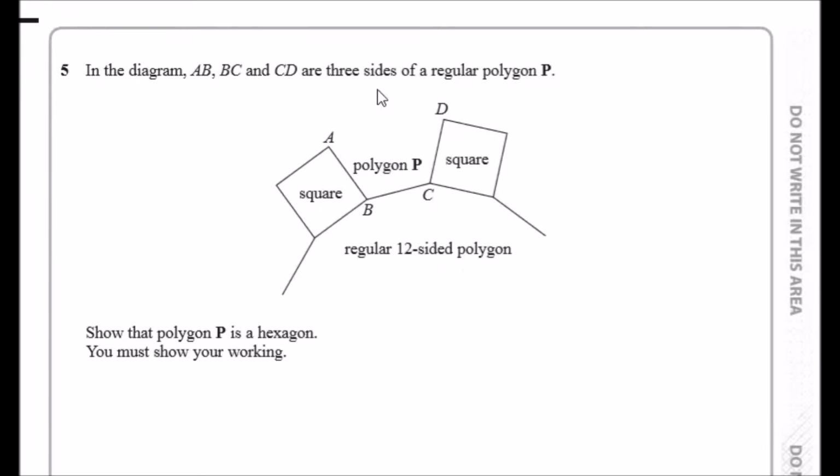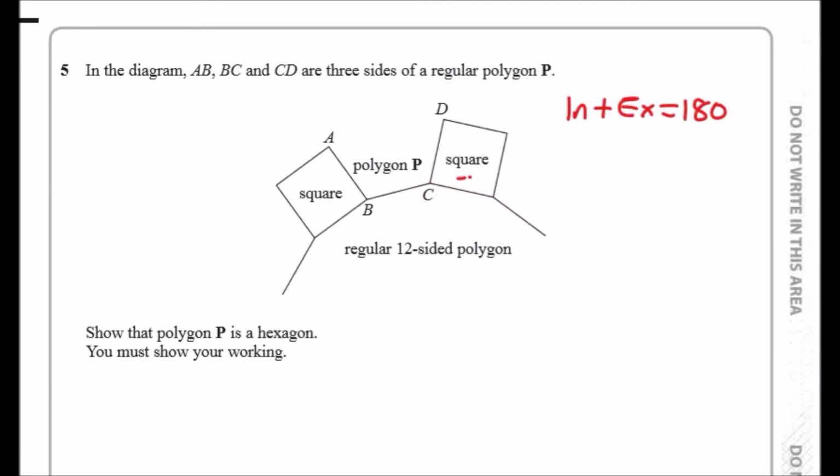Alright, so number 5. Oh, this is tricky. So in the diagram, AB, BC, and CD are 3 sides of a regular polygon P. Okay, for these kind of questions, make sure you know your interior exterior. So I'm going to go ahead and say the interior angle plus the exterior always adds up to 180. Just a quick recap, the interior is the inside and the exterior is like if you draw a dotted line, it would be the outside. So that's like a straight line.